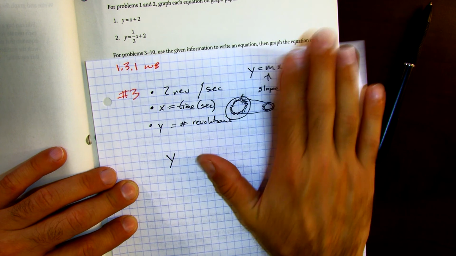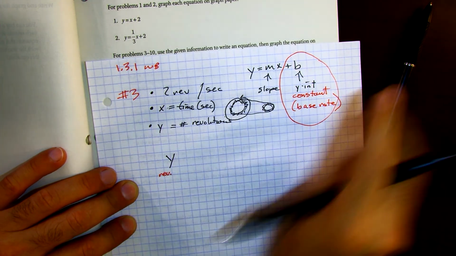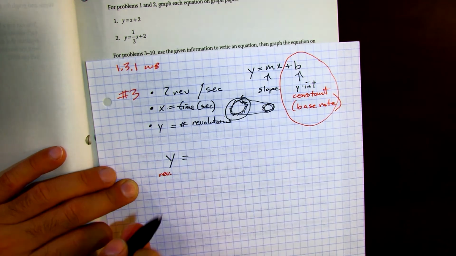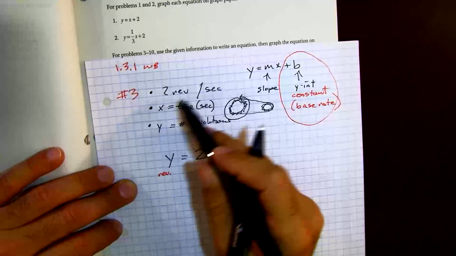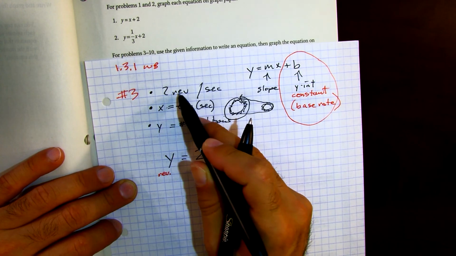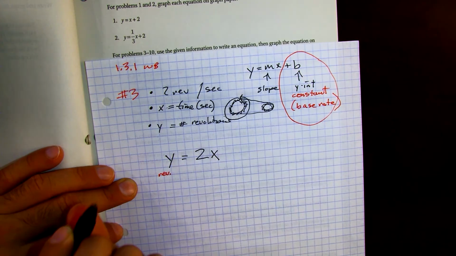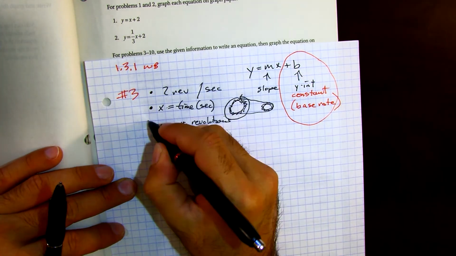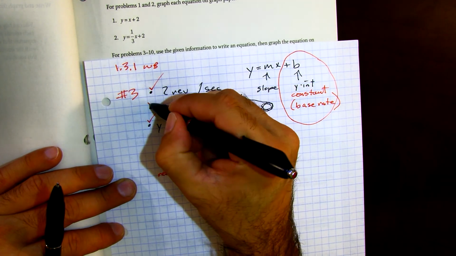Because we have the number of revolutions, right? Revolutions. And then we have 2 revolutions. X is the number of seconds. So 2 revolutions per second. We're going to go ahead and put it as 2x. So we know that's the revolutions. We know that it's going 2 revolutions per second.